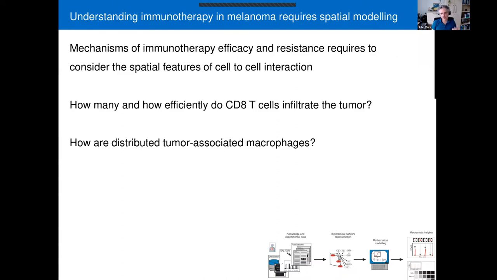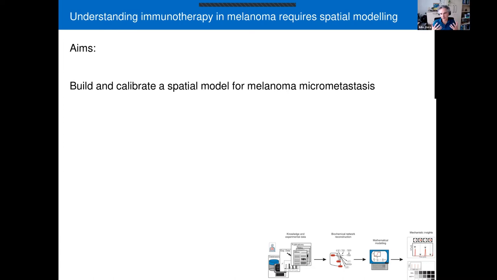The reason is that, for example, it is known that the amount of cytotoxic T cells that infiltrate the tumor, and how efficient this infiltration is, is very important to decide whether the tumor will be resistant to the immunotherapy or not. It is also very important to know how other immune cells, for example tumor-associated macrophages, are distributed in the tumor, to know whether the tumor will be sensitive to the immunotherapy. That's why, to understand how immunotherapy works in melanoma, we have to build spatial models.